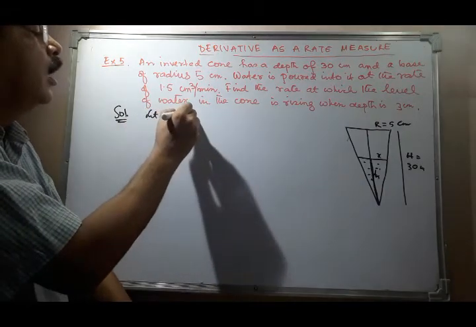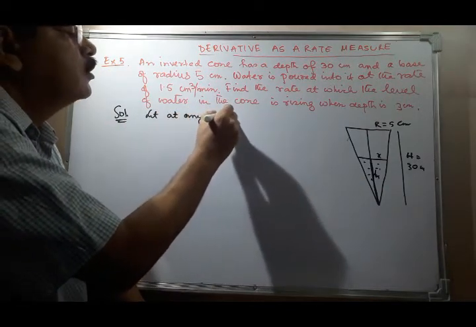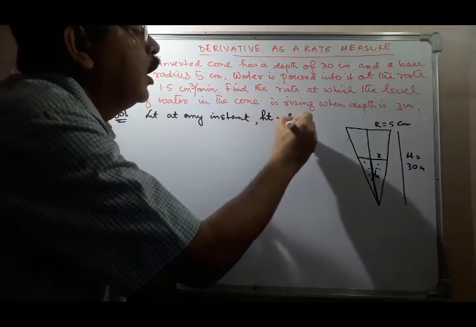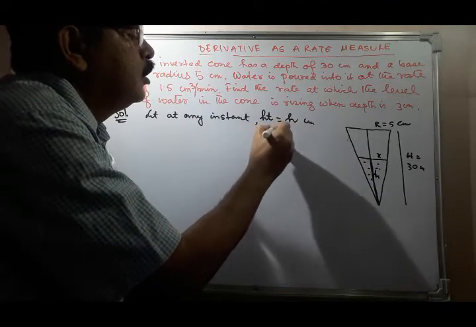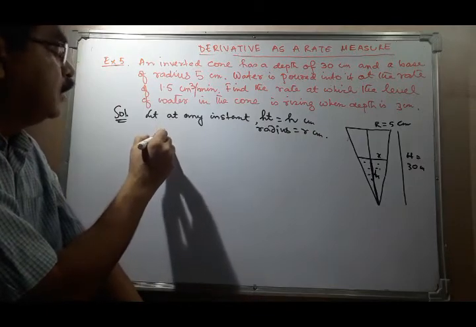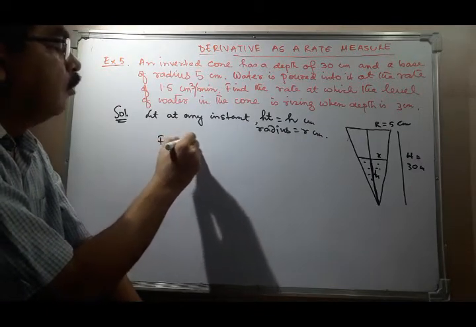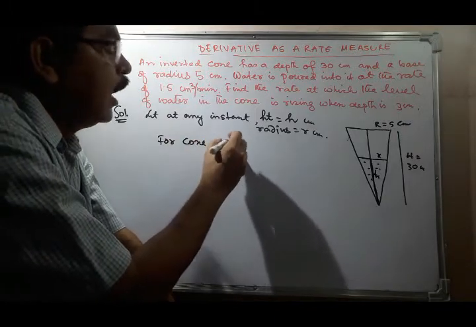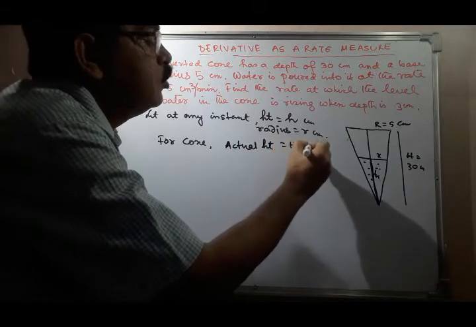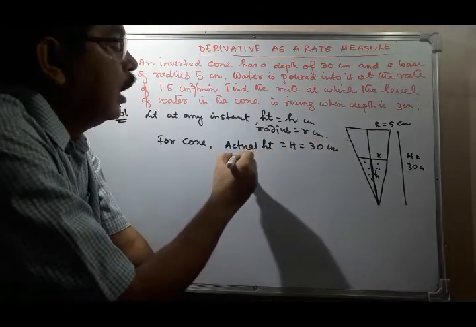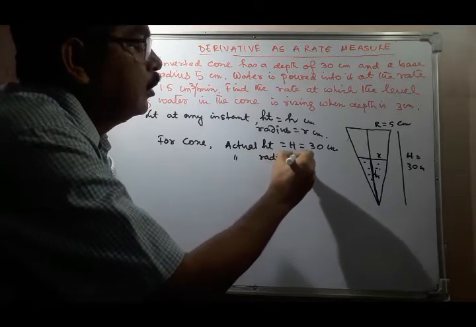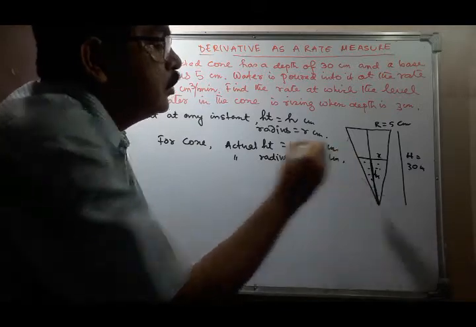Let at any instant height equal h centimeter, radius equal to r centimeter. But the measurements of the cone: for the cone, actual height equals capital H, which is 30 centimeter, and actual radius capital R equals 5 centimeter.